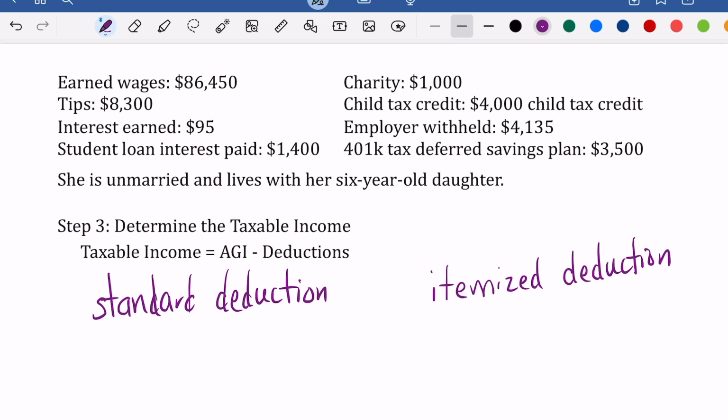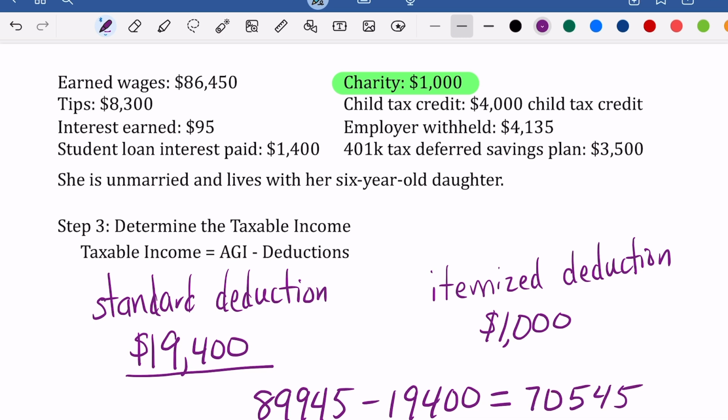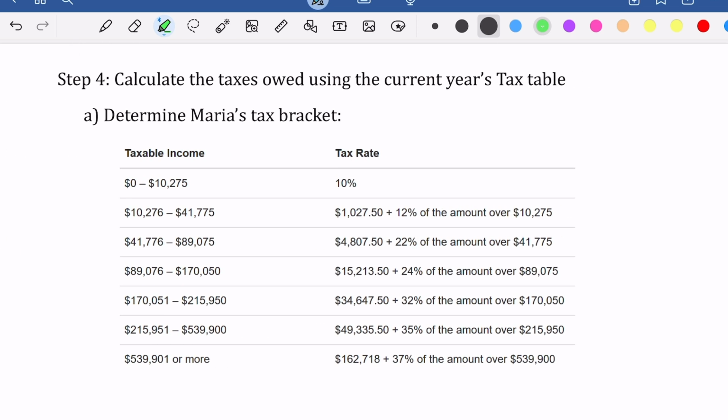Since Maria is unmarried with a 6-year-old daughter, this makes Maria the head of household. The head of household in 2022 has a standard deduction of $19,400. If Maria would like to itemize her deductions, her itemized deduction would be the $1,000 she's paid to charity. Of the 2 options, you would want to go with the one that is highest, because it will save you the most money, which means Maria will choose the standard deduction to determine her taxable income. We'll take the AGI we determined from step 2 and subtract our standard deduction to get our taxable income. Now that we have our taxable income, we can determine how much taxes we actually need to pay.